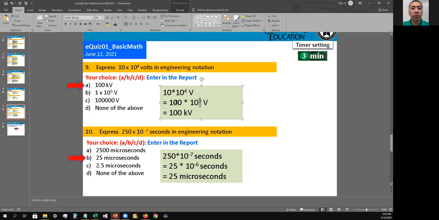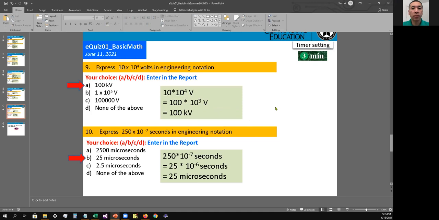And we know that 10 to the 3 is kilo, K for 10 to the 3, so kilovolt. So this is going to be 100 kilovolt. So the answer is A, as in apple, for number 9, okay? And by engineering notation, it means something like 10 to the 3 or 10 to the 6, anything that is divisible by 3. So the exponent on the 10 has to be divisible by 3: 3, 6, 9, 12, and so on.